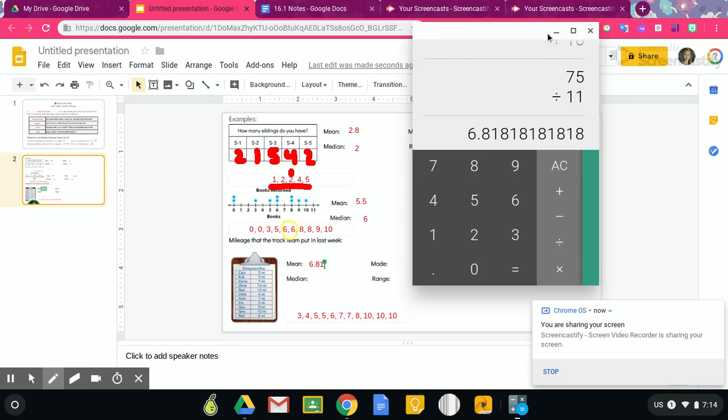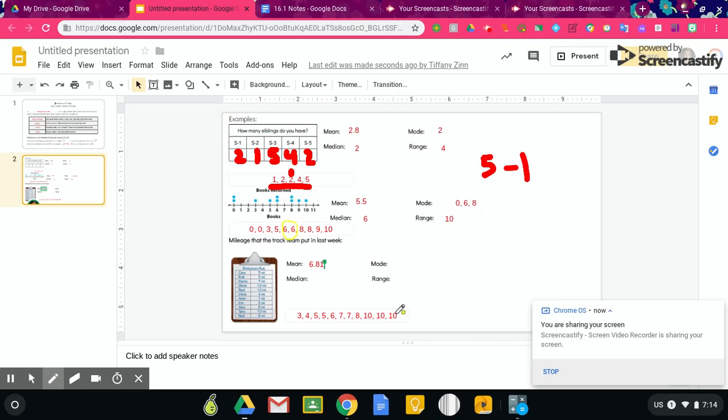And then for the median, I need the number in the middle. Take your data set, and this is the easiest way to find the number in the middle when you have a huge data set. Okay, so I think it's this 7, and then we've got 1, 2, 3, 4, 5 on the right, and 1, 2, 3, 4, 5 on the left. So the median is 7.